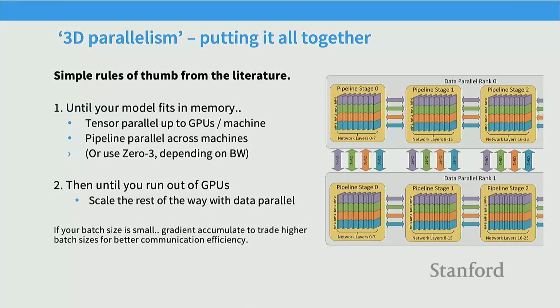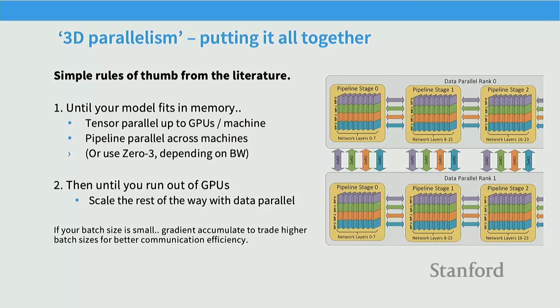After that point, until you run out of GPUs, you can now run the whole thing, and your only goal is to increase the amount of total flops that you have on hand. So you're going to scale the rest of the way with data parallel, because data parallel works well on low bandwidth communication channels, and it is very simple. And that's going to give you a way of using all of your GPUs.